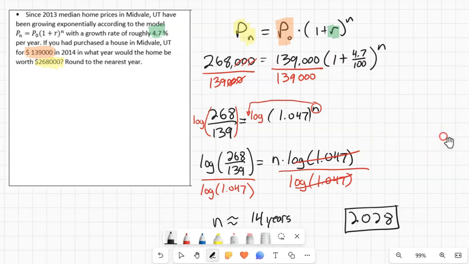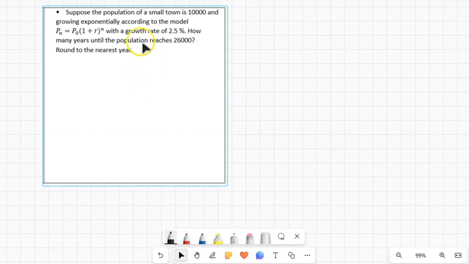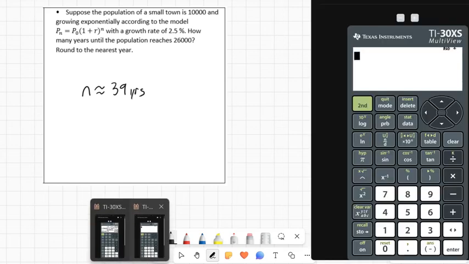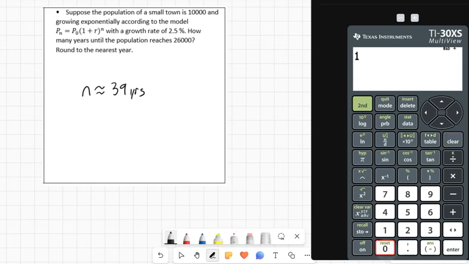All right, your turn. Go ahead and pause the video and work this out. Do notice that this time they're just asking for how many years, and there's no actual year, so you will just come up with the final number of years. What you should end up with is n is approximately 39 years. To verify this, you can start off with 10,000 and 1.025 to the 39, and this should be around 26,000. Feels good. All right, I hope this helps.